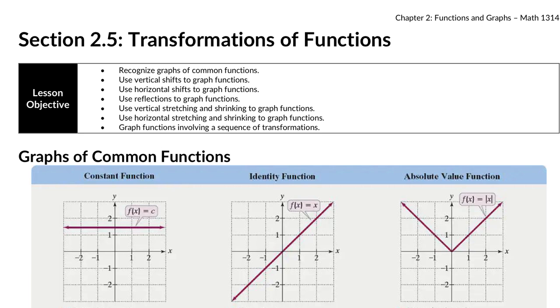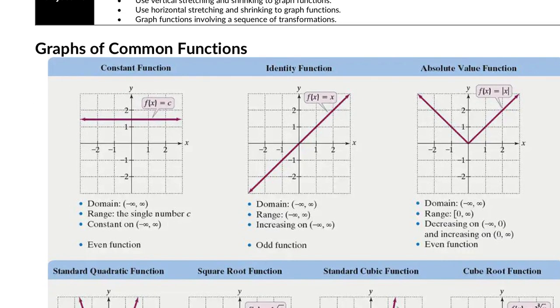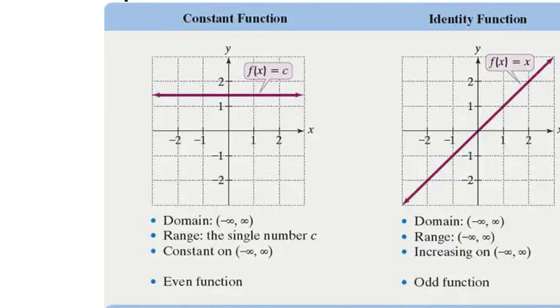But before we really get started with that, we need to look at the common graphs of functions, or graphs of common functions, so that you can recognize what kind of function we're dealing with. I copy-pasted this, right? It has a whole bunch of information, but what I really want us to focus on today is the shapes of the functions. So if we're describing the shape of this constant function, what would you call it? How would you describe the shape?